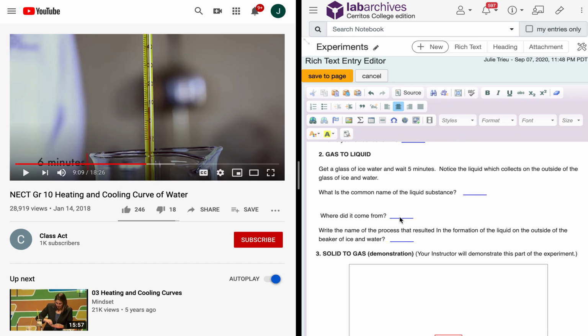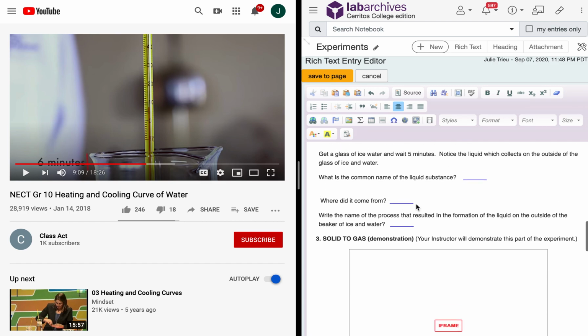Where is it coming from? You get a cup of water and leave it on the table. After a while, you see the wall of the glass from the outside start sweating, getting wet, because the moisture in the air condensed onto the glass. So it comes from the air, the atmosphere, or your room. It's not leaking from the inside out. It's actually the condensation of moisture in the atmosphere onto the glass.